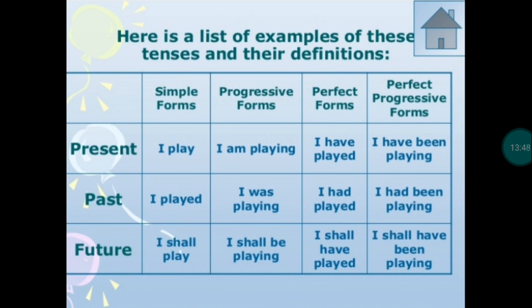or am. Then, in the perfect form, you have to use has or have plus the third form of the verb, that is the past participle form of the verb. And then in the perfect progressive form, you have to use have or has plus been plus the ing form of the verb. So in the simple form it is I play. In the progressive, it is I am playing. In the perfect, you say I have played, and then I have been playing. So that completes present tense.